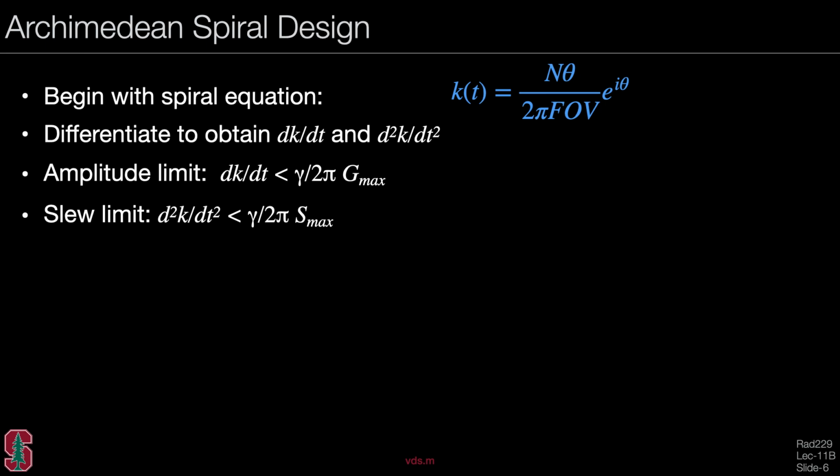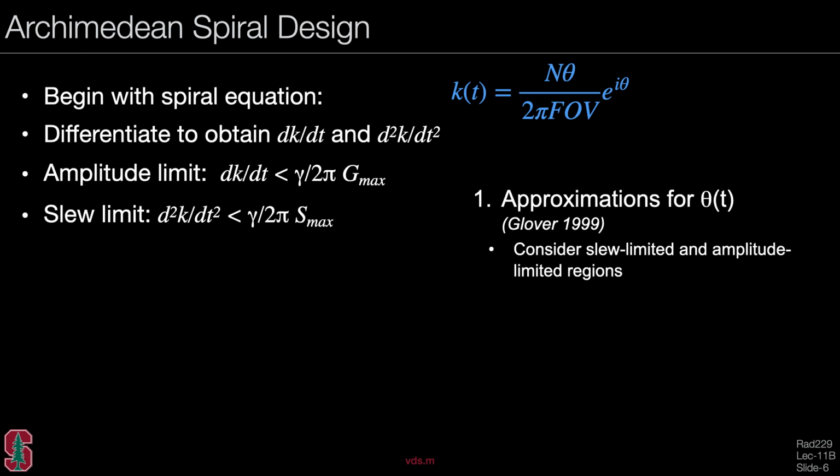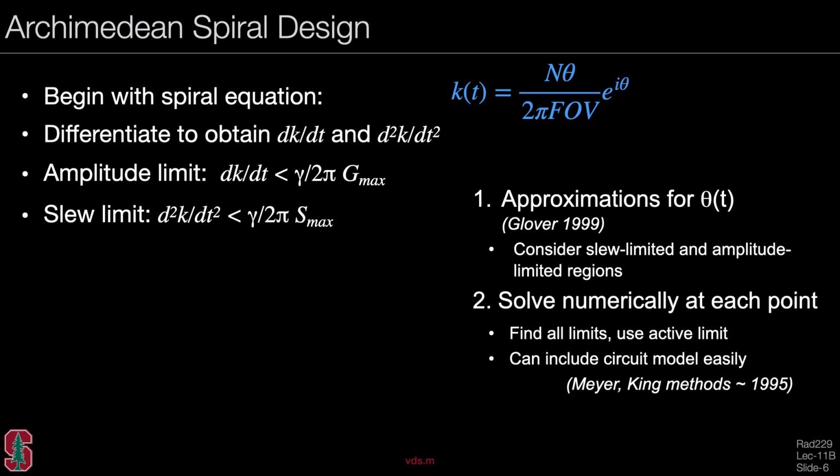And there are different ways to do this. So briefly, you can do approximations for theta of t, as explained here, and these consider what we will see later as the slew rate limited and amplitude limited regions of the spiral. We can also simply solve these numerically at each time point. We find the limits and we figure out which limit is going to be the active limit. And we can actually include the circuit model here, which is a little bit more accurate than the constant amplitude and slew rate limits.